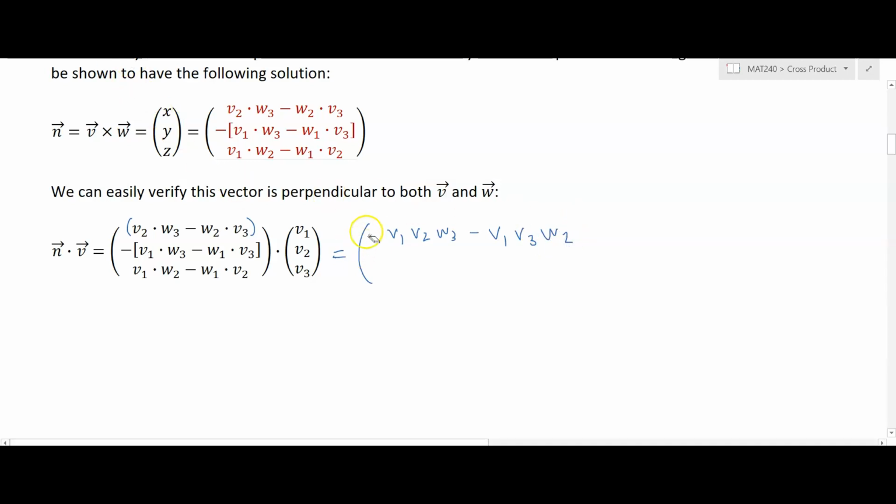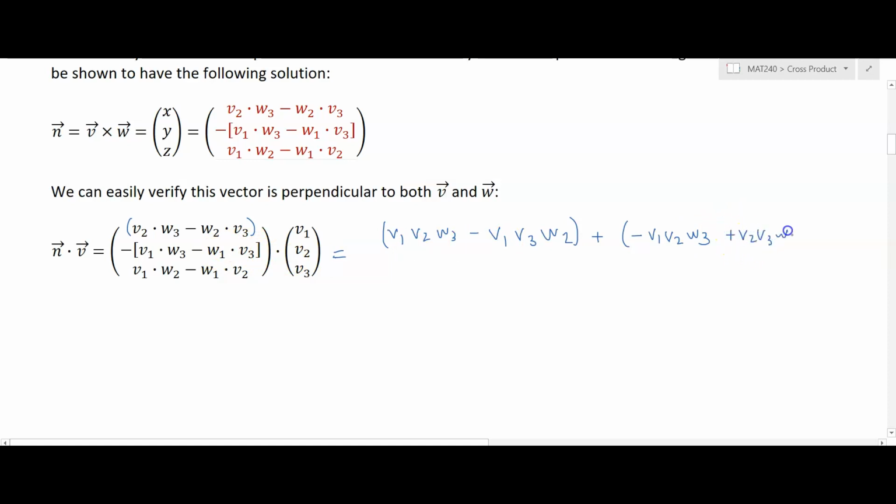And this is going to be a dot product, so this is just going to be a single number that we get. Now we're going to add to that the dot product between these two components here in the middle. Here we'll have v2 times the negative of v1 w3, so that will be negative v1 v2 w3. And then v2 will distribute into the negative, which will actually be a positive, w1 v3. So that will give us v2 v3 w1.